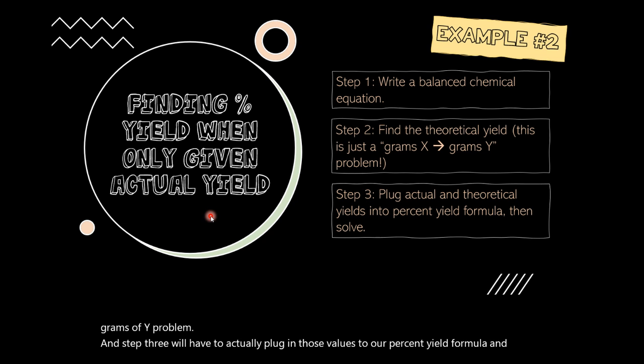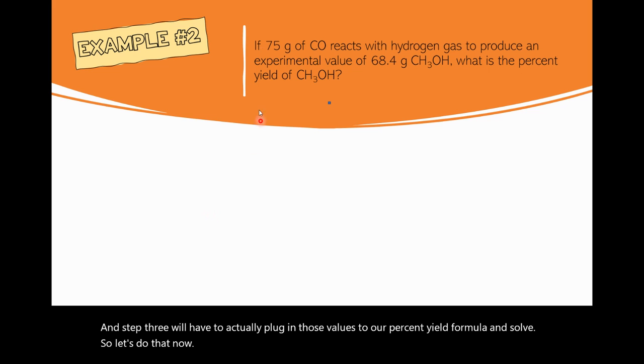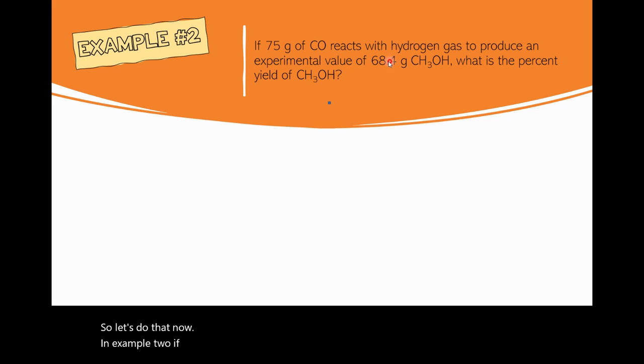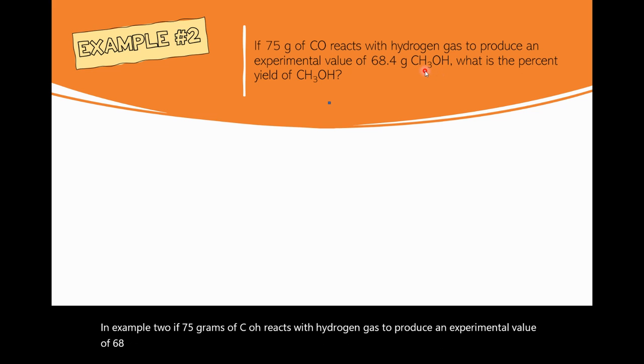So let's do that now. In example 2, if 75 grams of CO reacts with hydrogen gas to produce an experimental value of 68.4 grams of CH3OH, what is the percent yield of CH3OH?